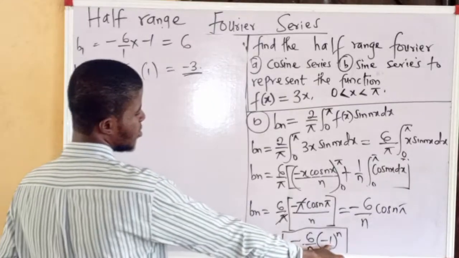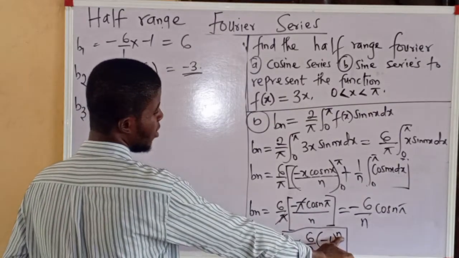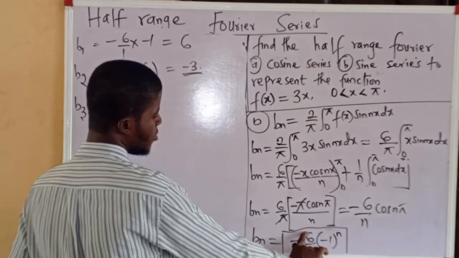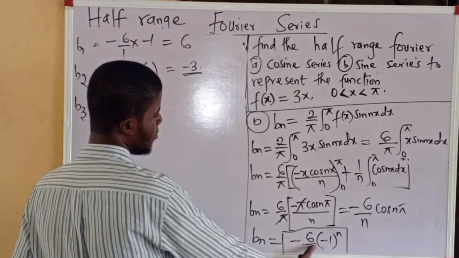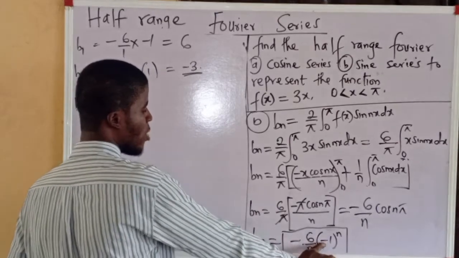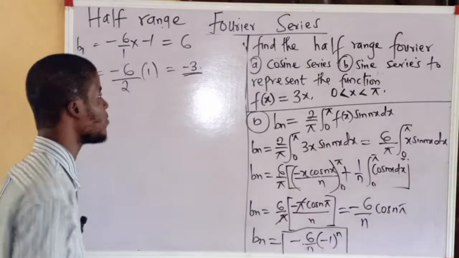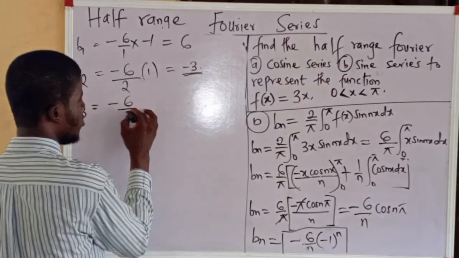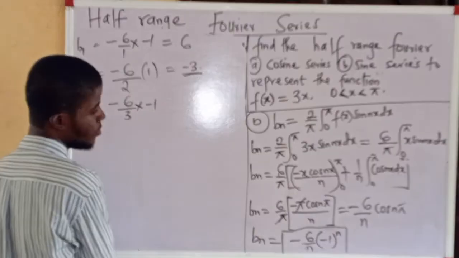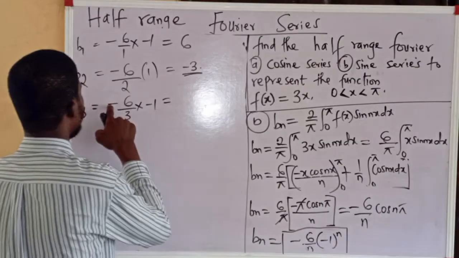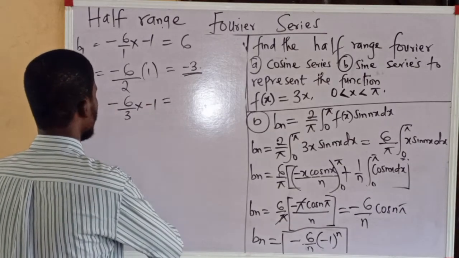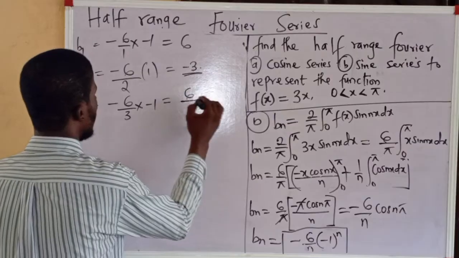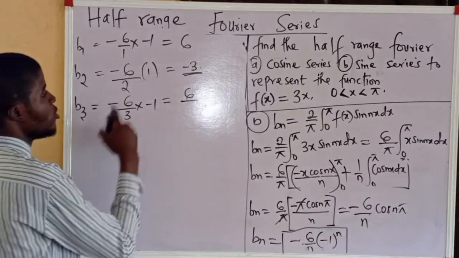Plug in 3 here. We are going to obtain minus 6 over 3 times minus 1, because minus 1 raised to the power 3 is still minus 1. So minus 6 over 3 into minus 1, and this will give us minus is a plus. Okay. That's 6 all over 3, which is 2.